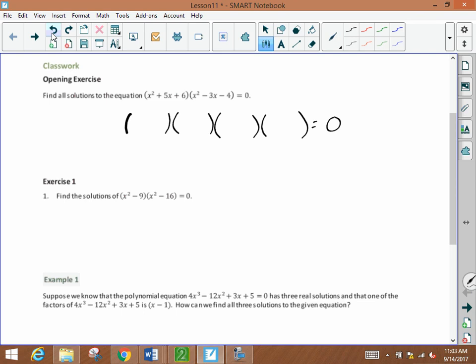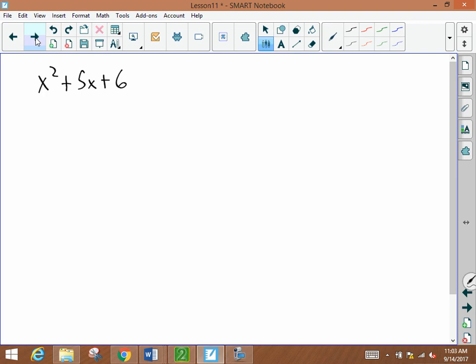So let's factor this. I need to factor x squared plus 5x plus 6, and I need to factor x squared minus 3x minus 4. Let's do it. All right, so first let's factor x squared plus 5x plus 6.